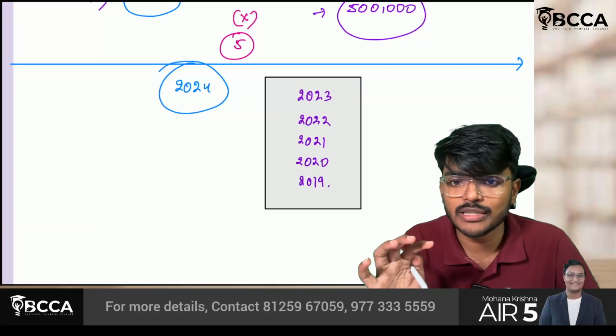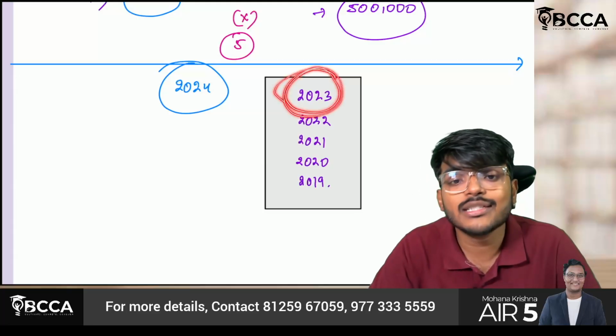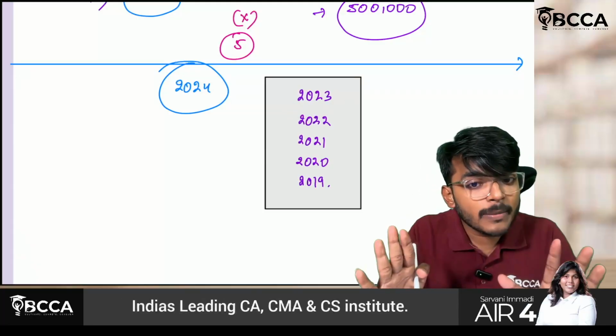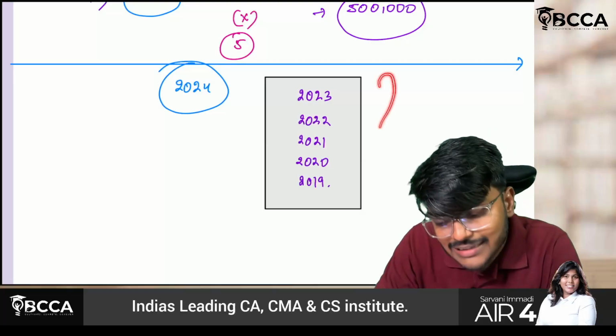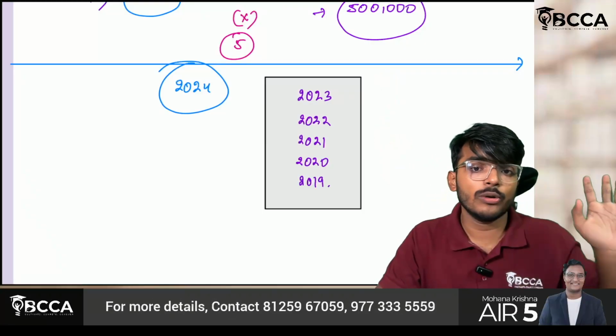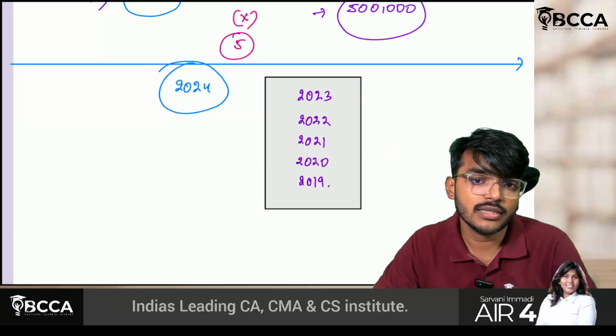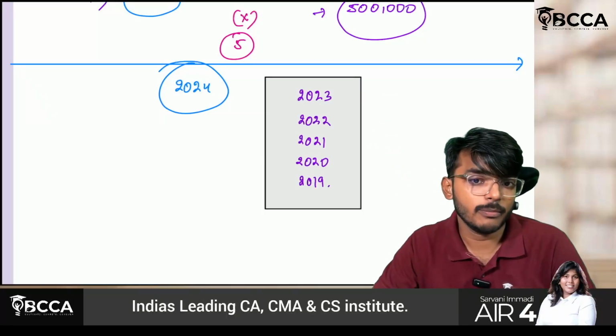What you are saying is obviously correct. So you have to give the highest weight to 2023. But remember, don't be over smart. If the question specifically asks you to apply weighted average, then only we will be applying weighted average.